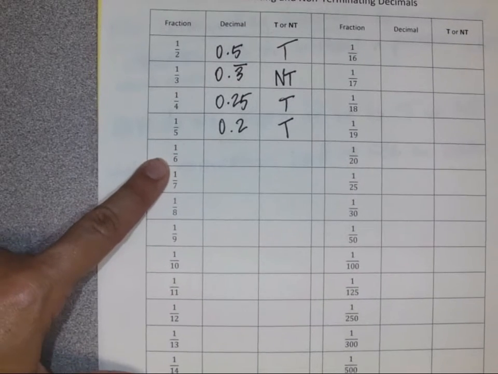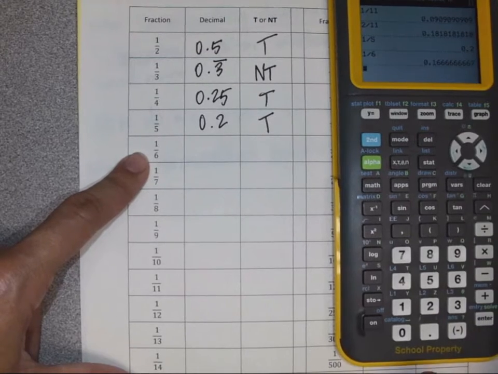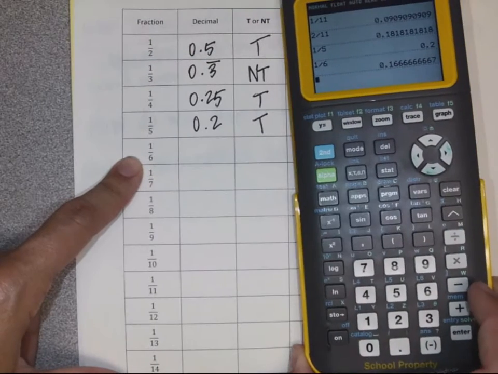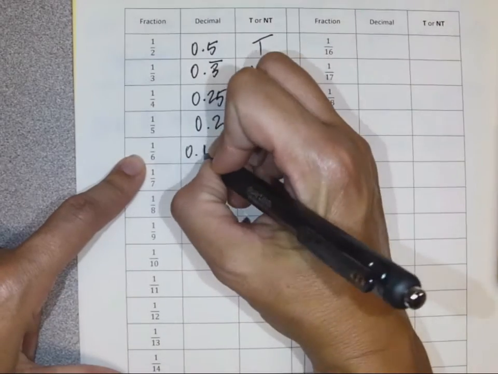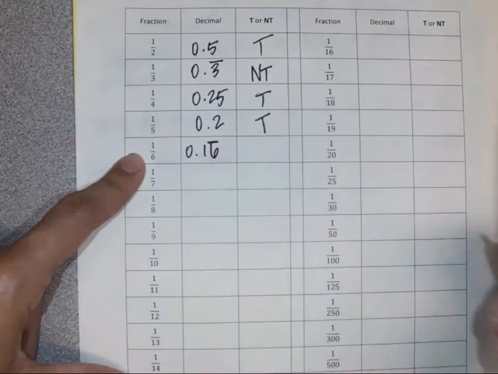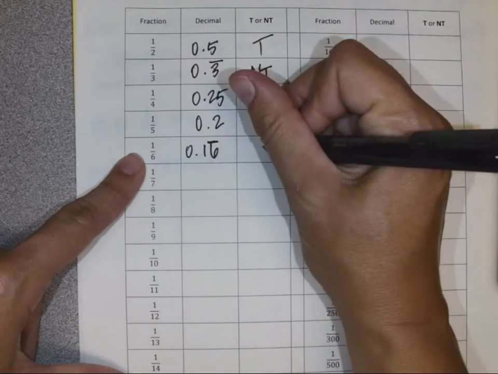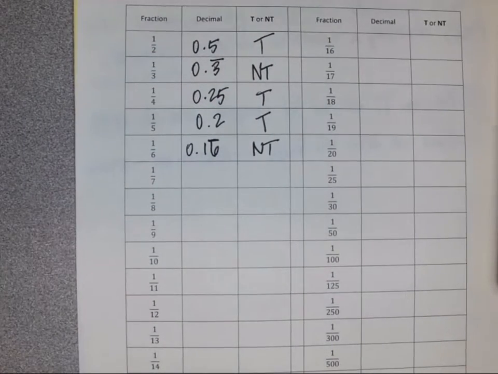Okay, 1/6, that's one you may or may not know, so you could type in your calculator, 1 divided by 6, and you get 0.166666. So 0.16, the 6 is the only thing repeating, so you put the line above the 6. That is a non-terminating decimal because it keeps on going forever.